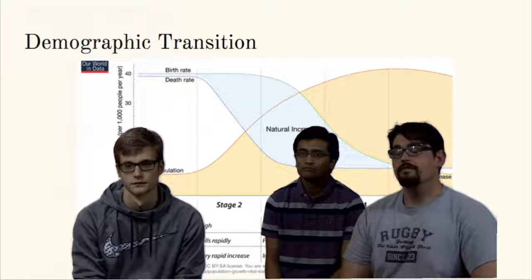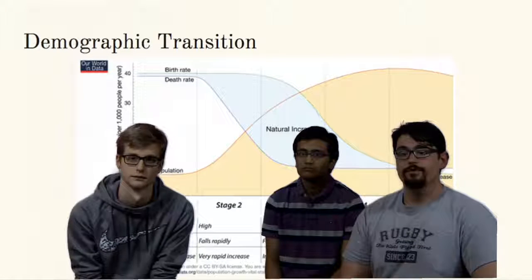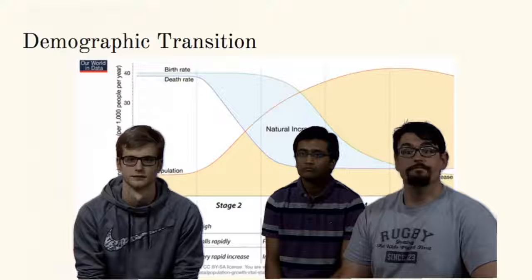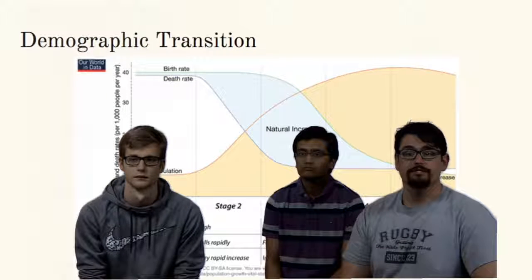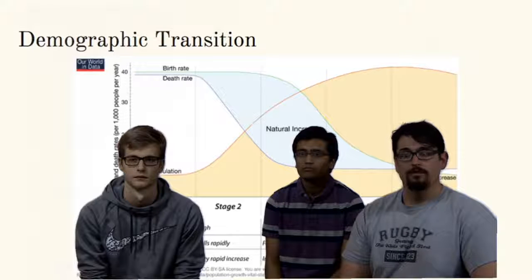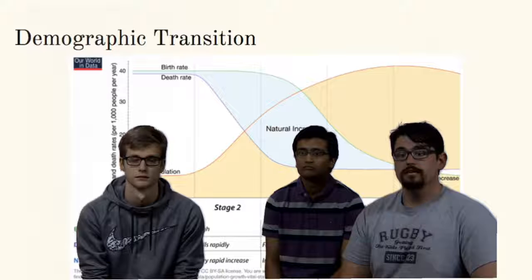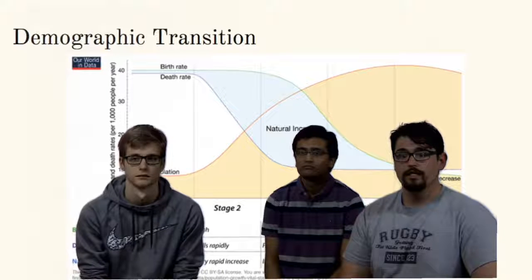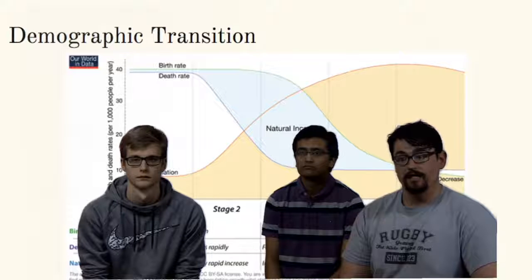Here we have a demographic transition graph. In blue, our death and birth rate. In stage 1, birth and death rate is high, and total population remains stable and low. Through stage 2, birth rate remains high, death rate falls rapidly, and the related increase in population is dramatic.